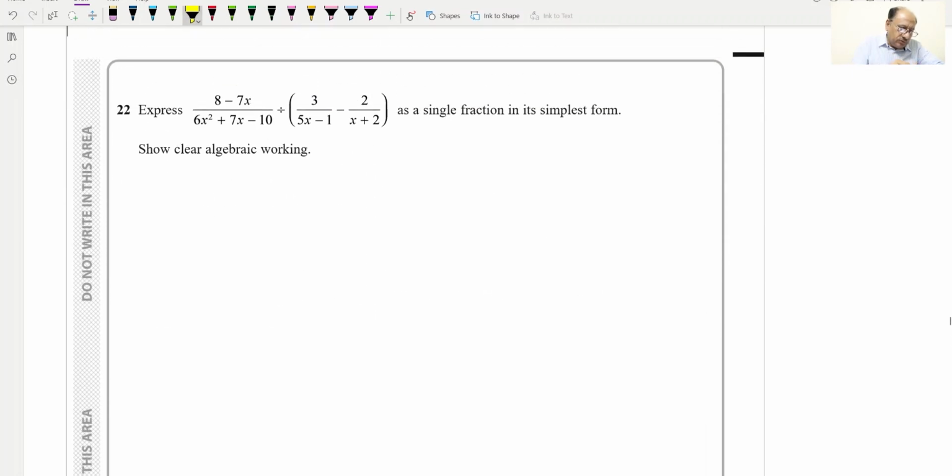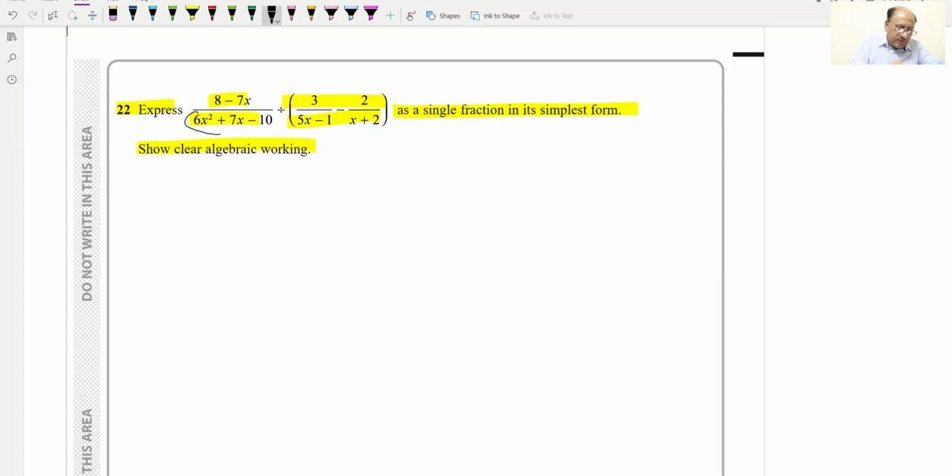Now question number 22, algebraic expression. Express this as a single fraction in its simplest form. Basically we have to express this as a single fraction. Algebra should be a major part of your paper, so you will have to focus more on algebra.